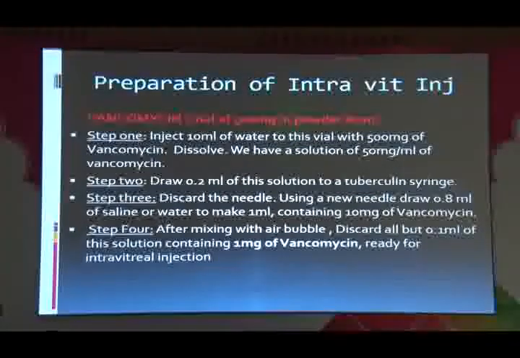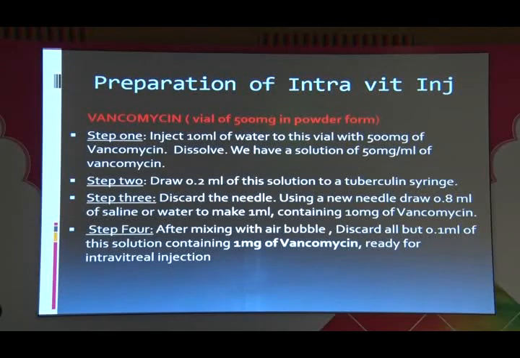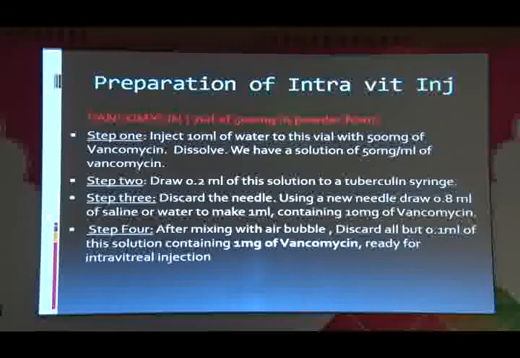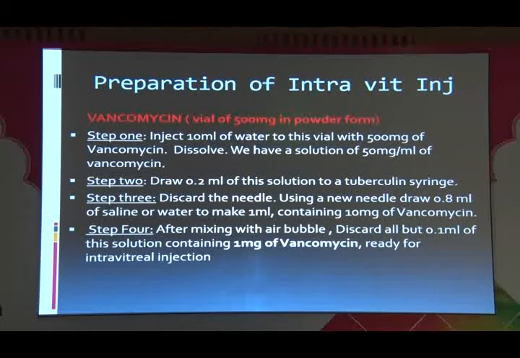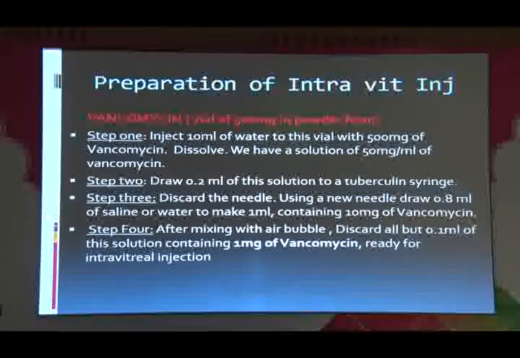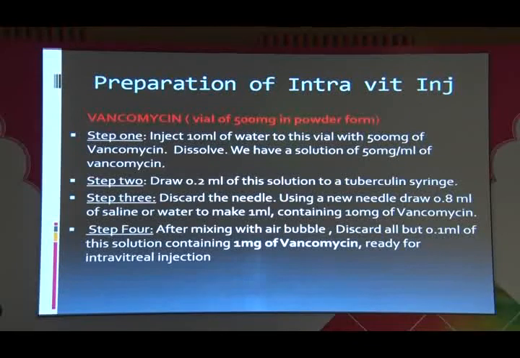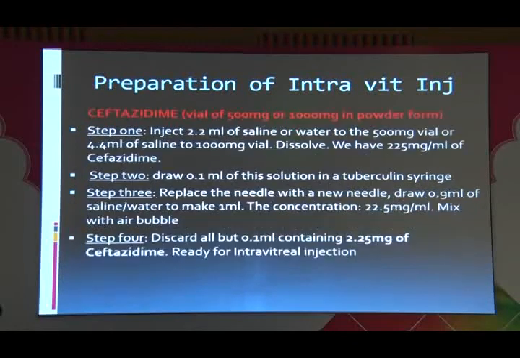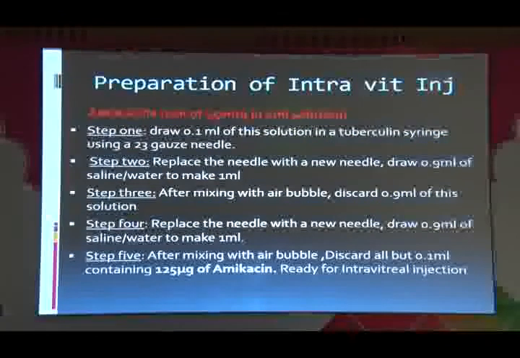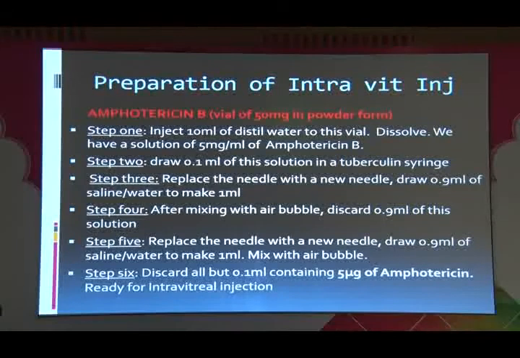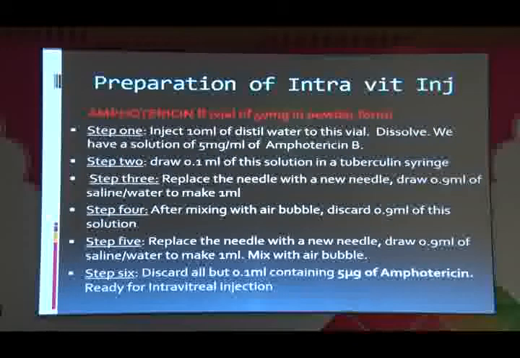So I will be showing a video of this, but generally vancomycin, you do a single dilution by making, at first you reconstitute with 10 ml of water, and then withdraw 0.2 ml of this, discard the 0.8 ml, and then again make it up to 1 ml. And this way you get the desired concentration of 1 milligram of vancomycin in 0.1 ml of solution. Ceftazidime is also single dilution, whereas amikacin and amphotericin B are usually made by double dilution. So during the video, I will tell you how this is done.